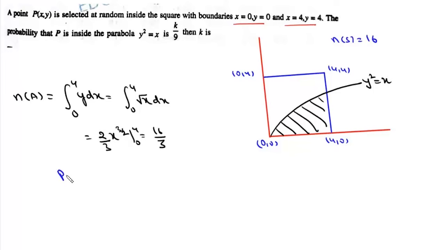So now the required probability is the favorable area, 16 by 3, upon the total area, which is 16. So it will be 1 by 3, or we can write this as 3 by 9. So the value of k is simply 3. And that is the answer to this question.